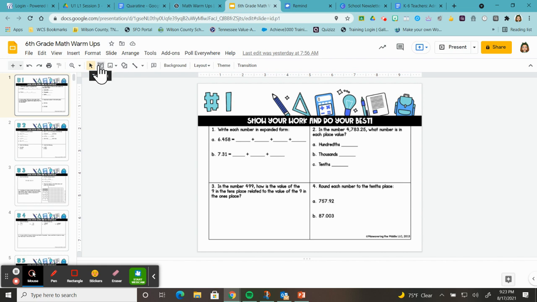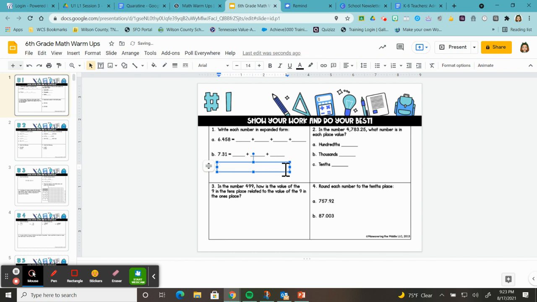So you go up here to your toolbar, and there is a box with a T in it. So you will click that box, and then you will stretch it out to add a text box to answer your questions. So you will type in your answers.